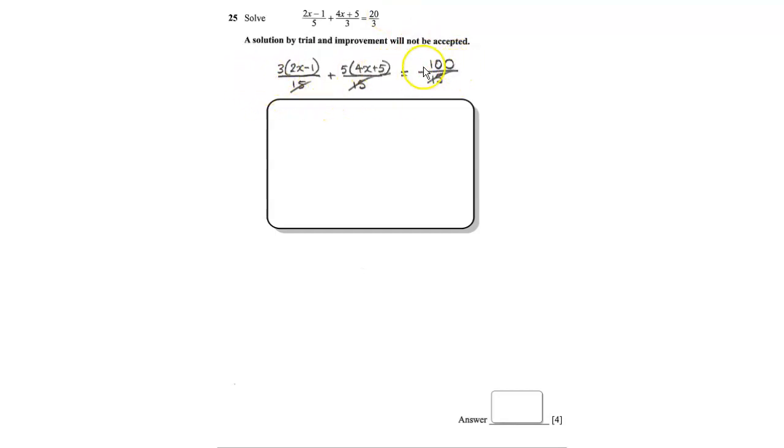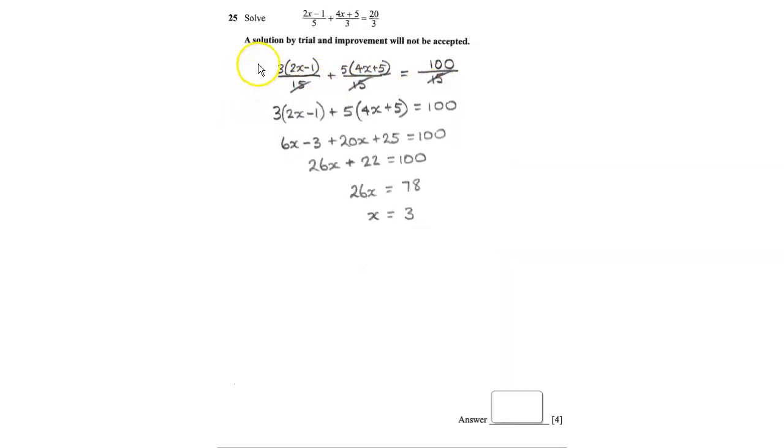Because we've got the whole equation under the same common denominator, we can cancel those down. And we can just work with the top part of the fraction. So we can bring that and put it down here. So this is the top part of the fraction. So it's 3 brackets 2x minus 1 plus 5 brackets 4x plus 5, and then equals 100.